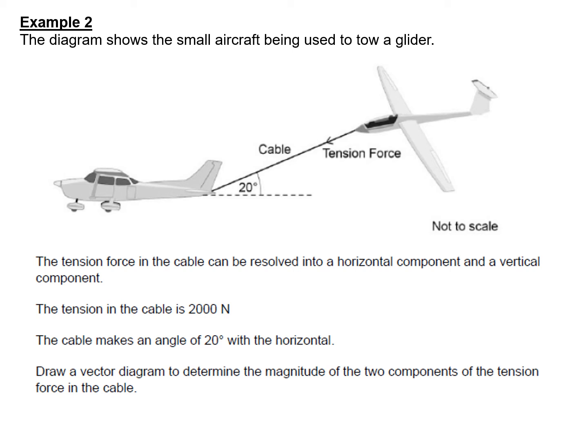We're told that the tension in the cable, so here is a cable, one pulling the other, is 2,000 newtons. We're told the angle is 20. And then it says, draw a vector diagram to determine the magnitude of the two components. So we're going to do it the opposite way round this time. We're starting with the resultant, and we're going to work out the horizontal and the vertical component.